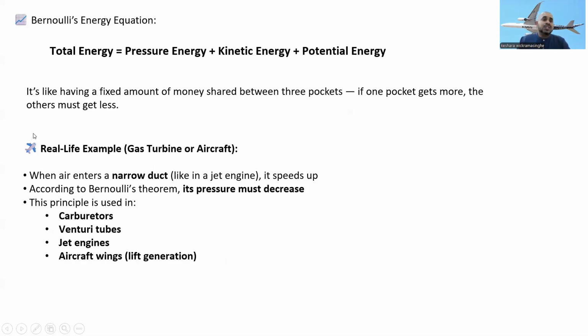It's like having a fixed amount of money shared between three pockets. If one pocket gets more, the other must get less. A real life example is the gas turbine on an aircraft: when air enters a narrow duct like a jet engine, it speeds up. According to Bernoulli's theorem, its pressure must decrease. This principle is used in carburetors, venturi tubes, jet engines, and aircraft wing lift generation.